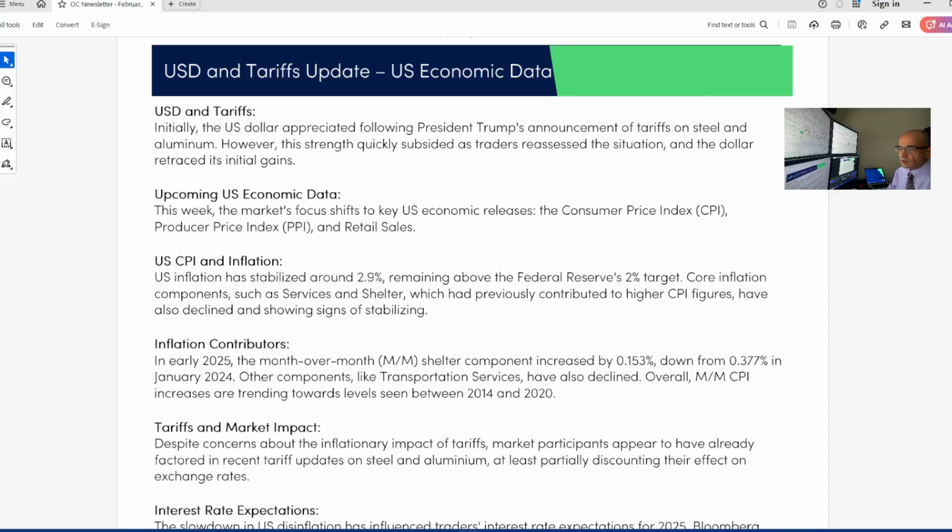The market opened this week, and we saw the US dollar appreciating against major currencies. This follows the news of President Trump announcing tariffs on steel and aluminium.